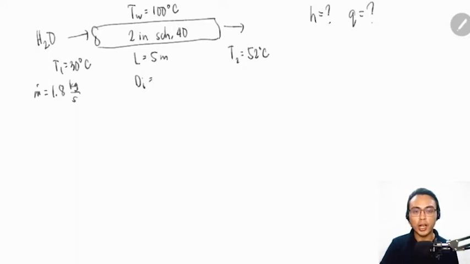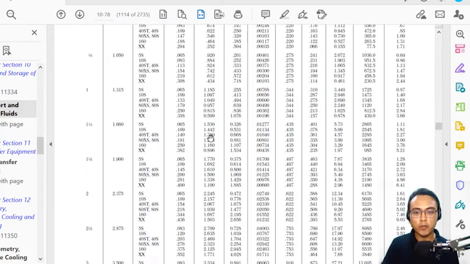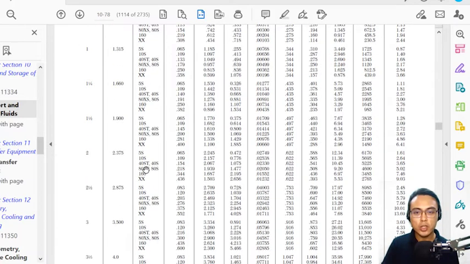Before we can do any calculations, we first have to determine the internal diameter of a 2-inch Schedule 40 pipe as well as the physical properties of water. So you need to practice your determination of the physical properties of fluids because it will come up a lot in our discussion in convection. The internal diameter of the pipe can be seen in our handbook. That is in Chapter 10, Table 10-22, Properties of Steel Pipe. If we take a look at 2-inch Schedule 40, it is here, 2-inch Schedule 40.